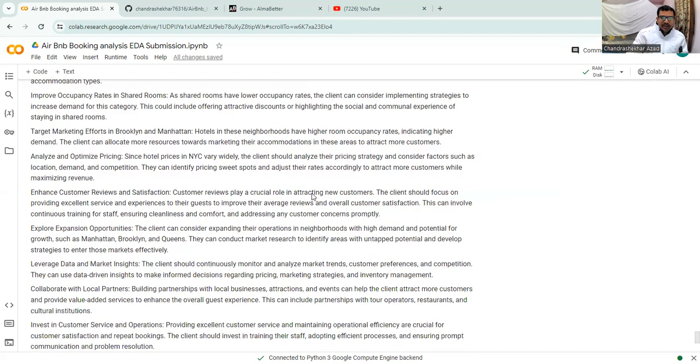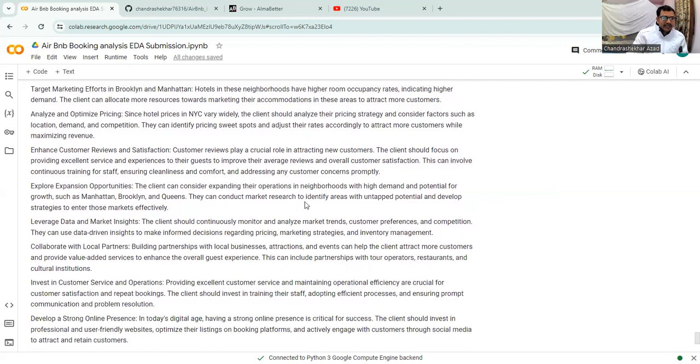Next is to target price efforts in Brooklyn and Manhattan. Hotels in these neighborhoods have higher occupancy rates, indicating higher demand. The client can allocate more resources toward marketing their accommodations in these areas to attract more customers.